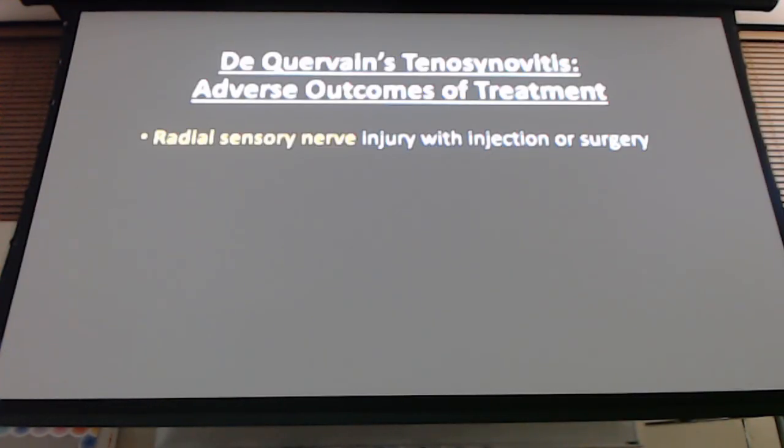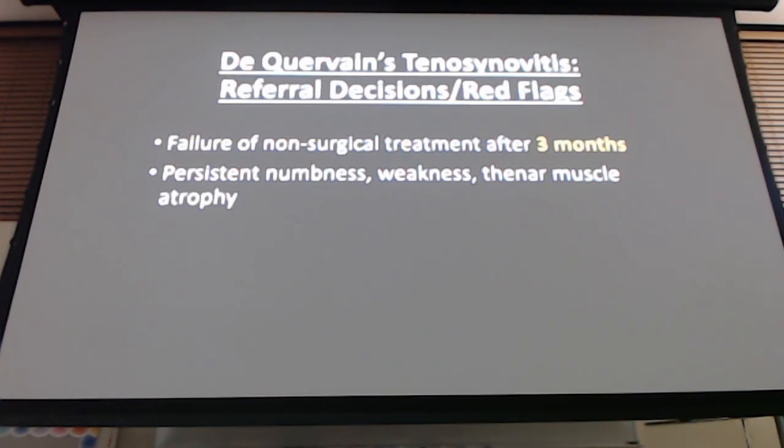Okay, if you can, do as many as you can. That's the only way you're going to get comfortable with these. Okay. Failure of non-surgical treatment after how many months?